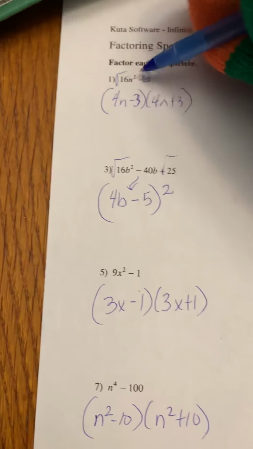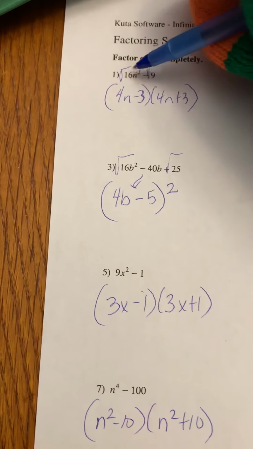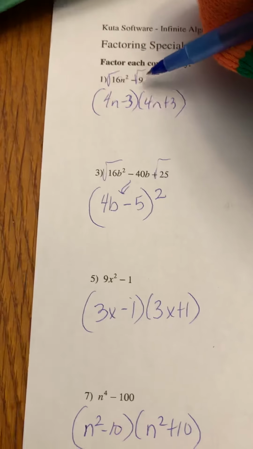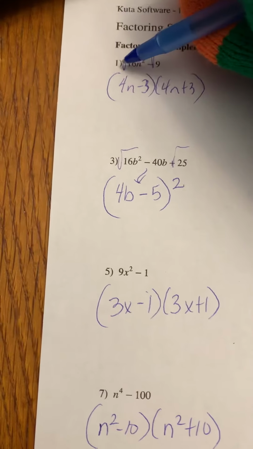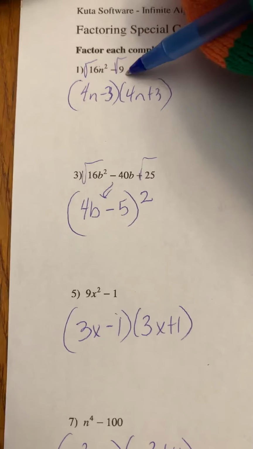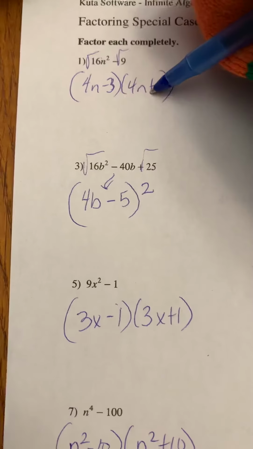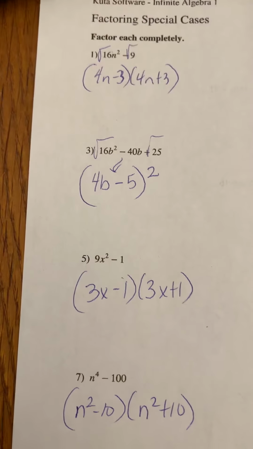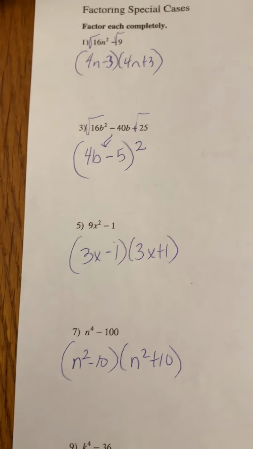This one, of course, is a binomial separated by a subtraction sign, and both terms are perfect squares. So remember, you find the square root of the first term, so that would be 4n. Square root of the second term would be 3, and then you put opposite signs to negate that middle term. Okay, so that was just one thing.